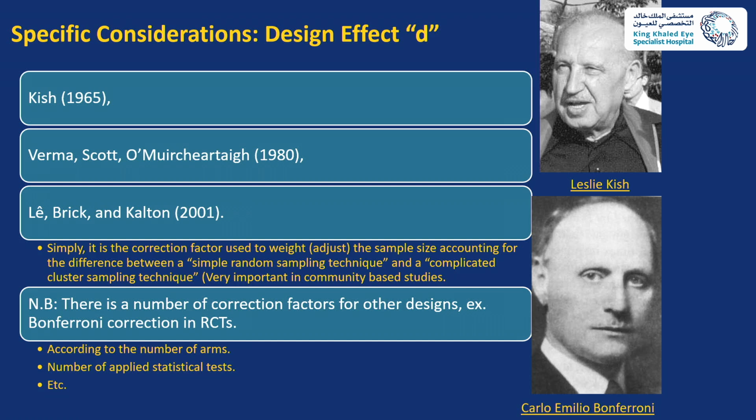For example, you can have intervention A, intervention B. You can have placebo, intervention A, intervention B. And you can have 3 interventions plus a placebo. This would dilute the evidence. So to correct this evidence, we use the so-called Bonferroni correction.